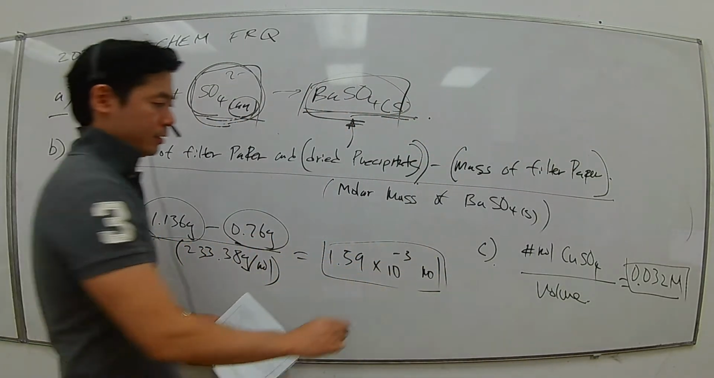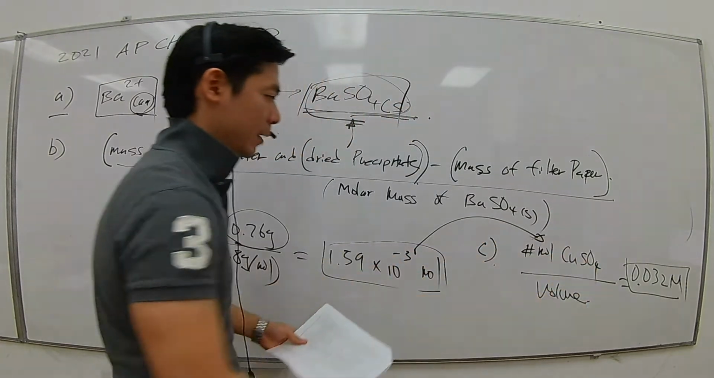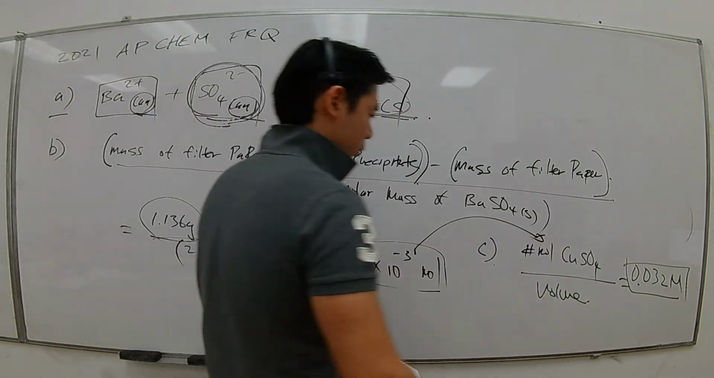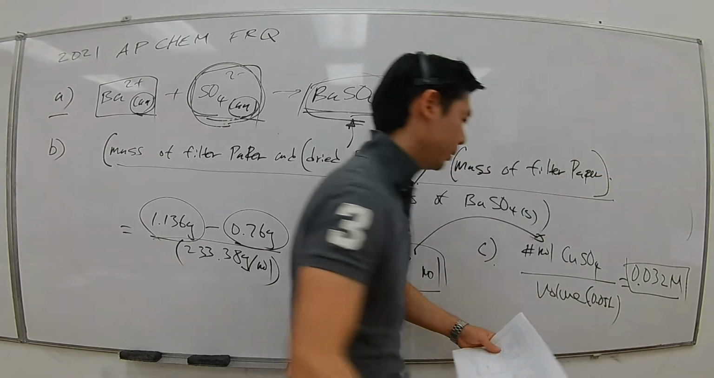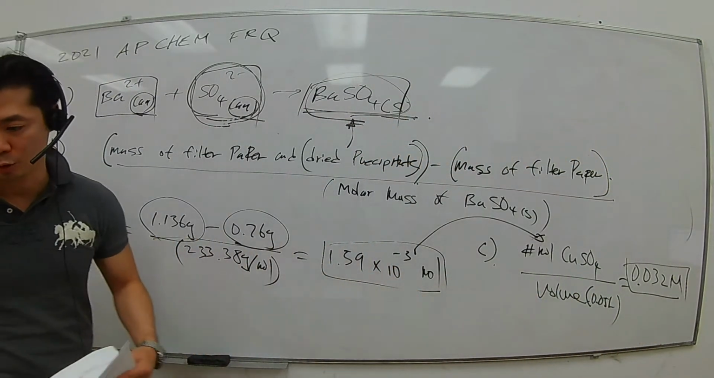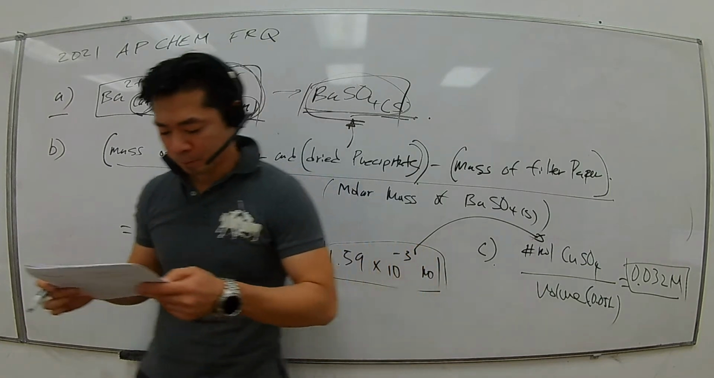So you put this as the number of moles of copper sulfate, as we discussed, and the volume is equal to 0.05 liters. That's 50 milliliters, okay? And that'll be the concentration for part C.